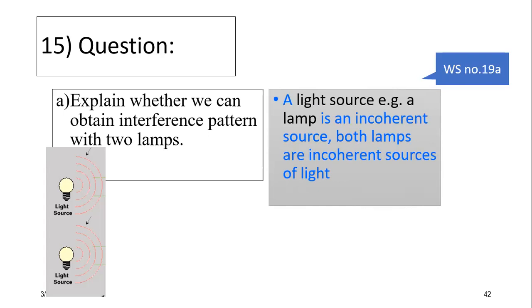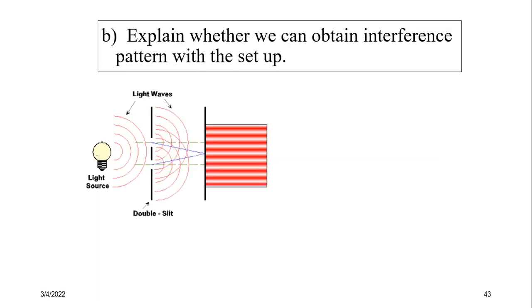Okay, that's the 19A worksheet. Explain whether we can obtain an interference pattern with the setup. We use a lamp. Can we use this setup or not? Yes or no? No. Why not? You will interrupt the formation of the image. The lamp is not a coherent source. It's not a point source.